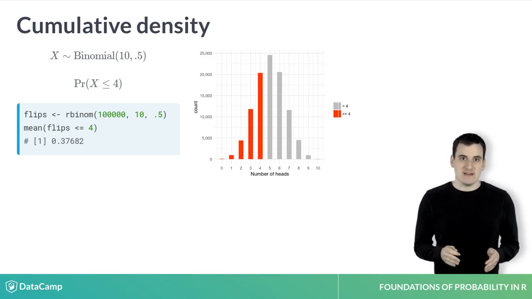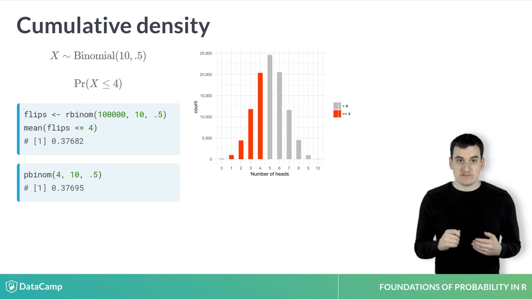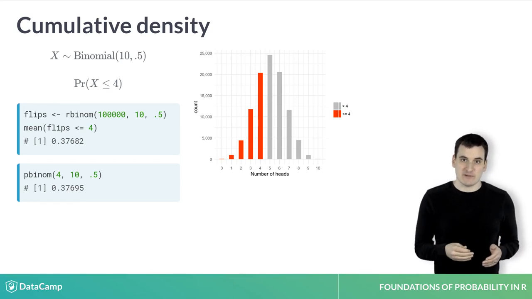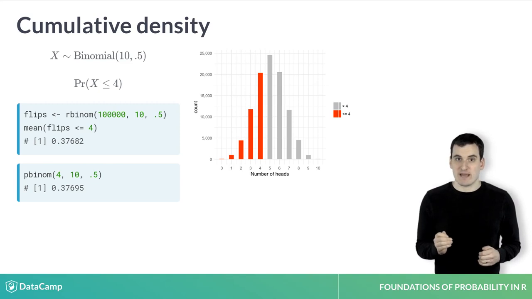Much like the density, R provides a function to get the exact cumulative density of the binomial. Rather than dbinom, use pbinom. This result confirms that the probability is about 37.7% that a binomial with 10 flips gets 4 or fewer heads. In other words, you still shouldn't take my bet. In your exercises, you'll find the density and the cumulative density of several other binomial distributions using both the simulation approach and the dbinom and pbinom functions.